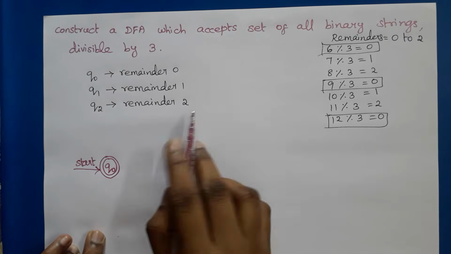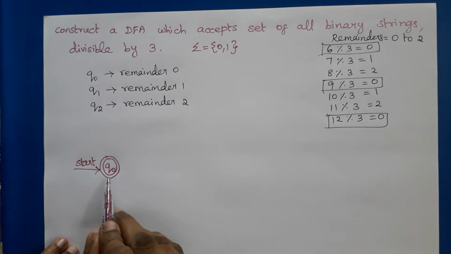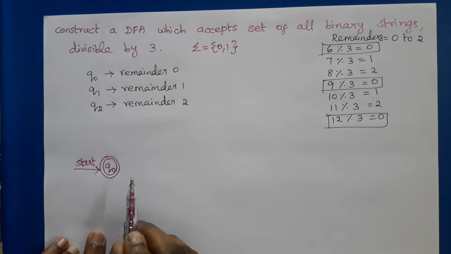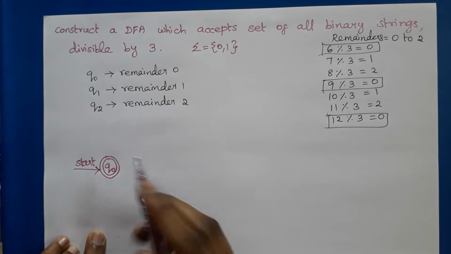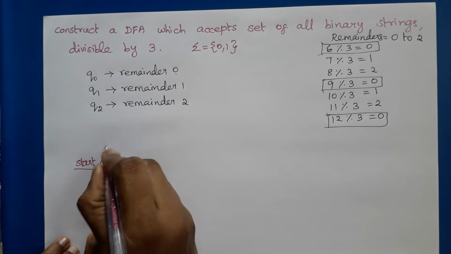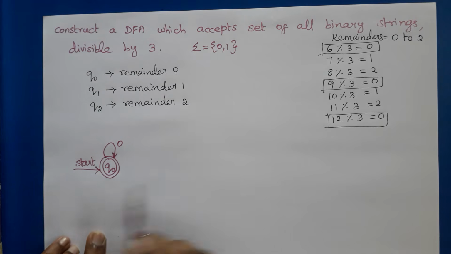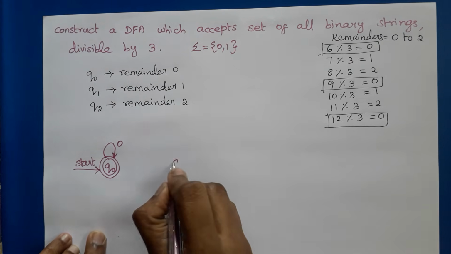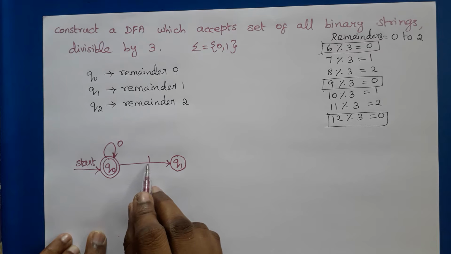This is a binary string, so sigma is 0 and 1, the input alphabet. From each state we have to construct transitions for 0 and 1. In Q0, if the next input is 0, the remainder is 0 only. 0 mod 3 is 0. So remainder 0 means we need to draw a self-loop on state Q0. Then from Q0, the input 1 means 1 divided by 3. 1 mod 3 will give remainder 1. So it goes to Q1.